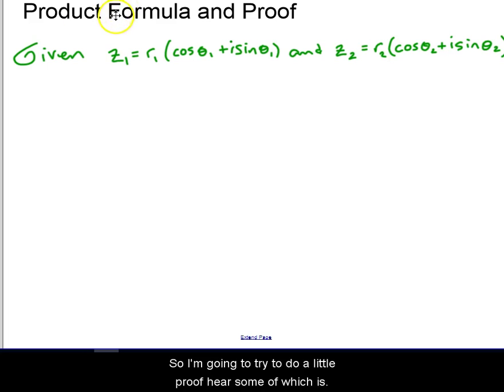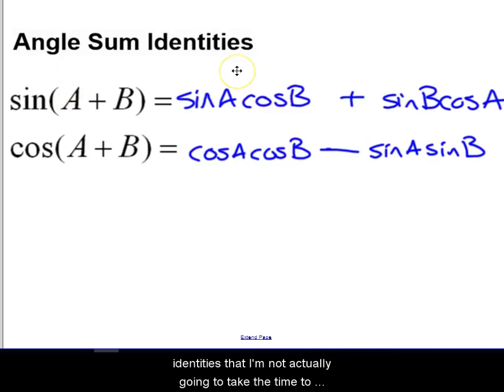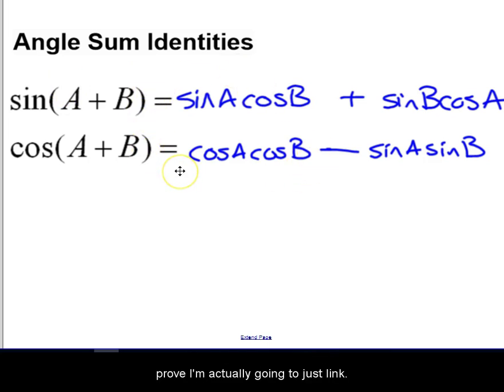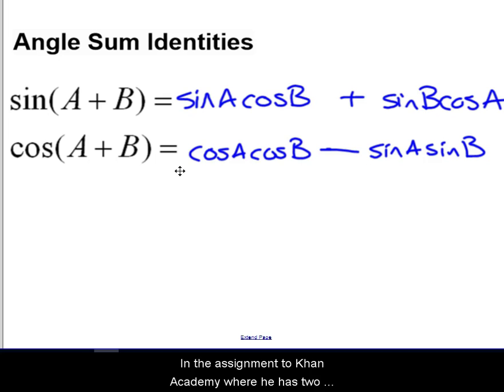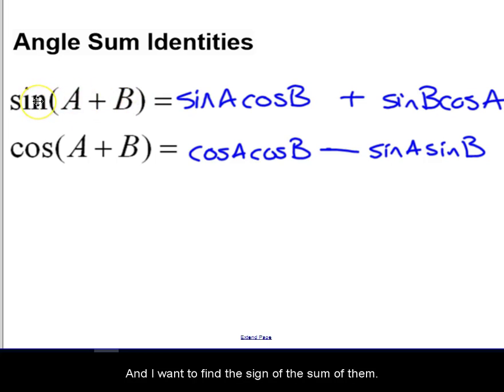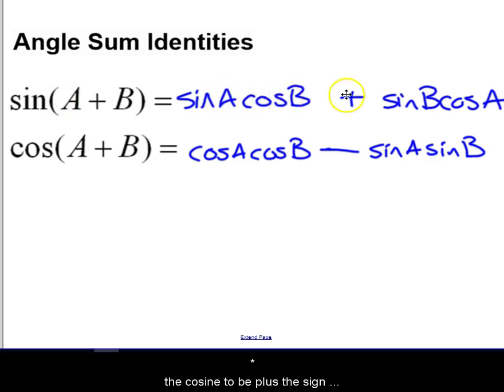So I'm going to try to do a little proof here, some of which is reliant on a previously known pair of identities that I'm not actually going to take the time to prove. I'm going to link in the assignment to Khan Academy, where he has two nice videos if you care to see the proofs of these two sum formulas. But this just says that if I have two angles, A and B, and I want to find the sine of the sum of them, then it's going to be sine of A times the cosine of B plus the sine of B times the cosine of A.